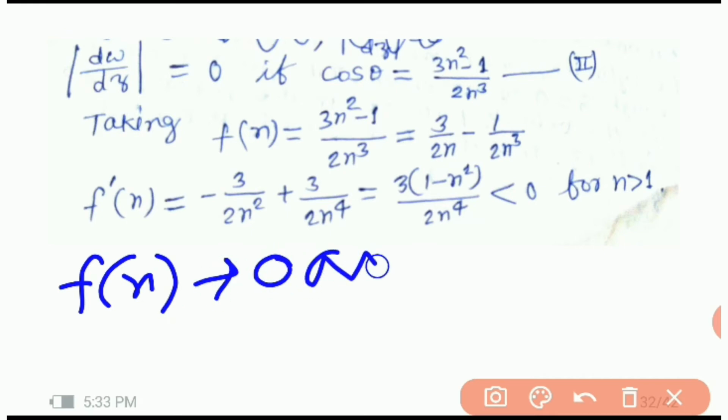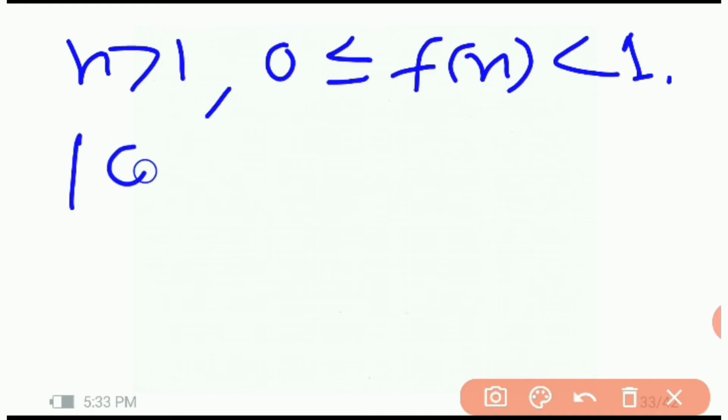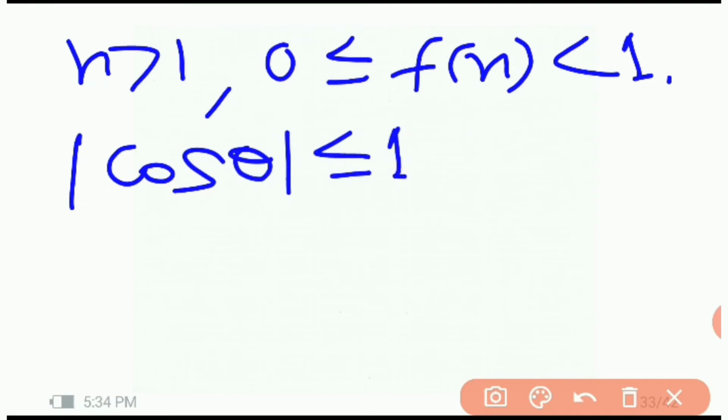But f(n) tends to 0 as n tends to infinity, and thus for n greater than 1, 0 is less than or equal to f(n) is less than or equal to 1. This shows that the values of θ are real, since mod of cos θ is less than or equal to 1.